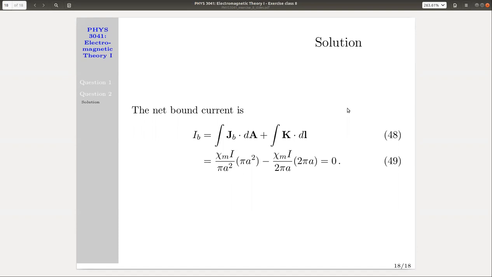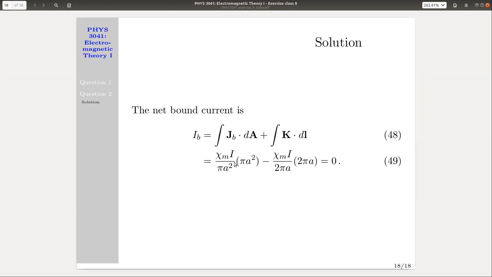And then the last thing is to find the net bound current of the system. Basically, there are just two integrals. The first one is the total current due to the bound volume current, and the second term is the current due to that on the surface of the wire.